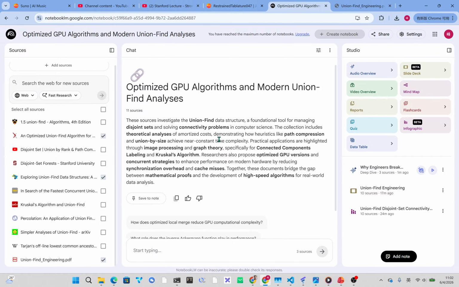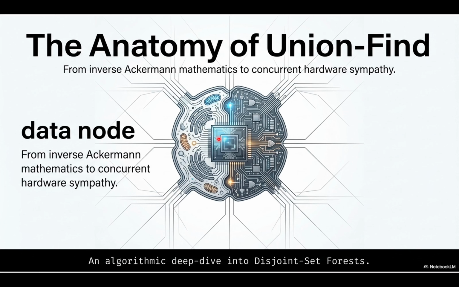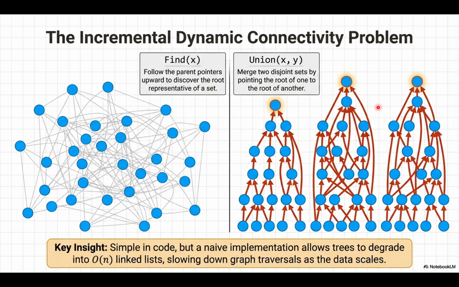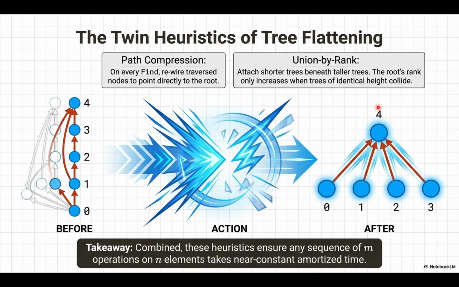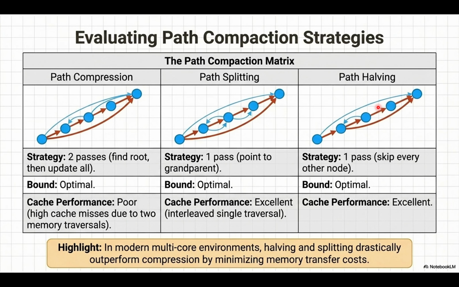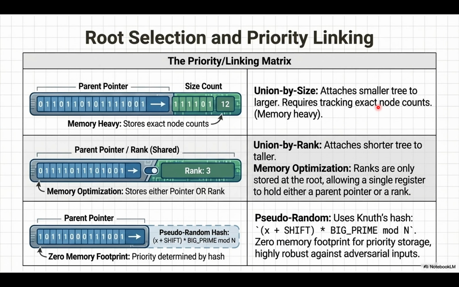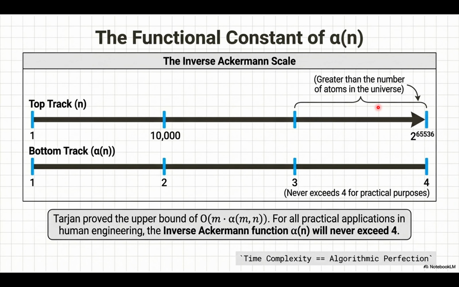Right. And the reason we are exploring this today, the mission for this deep dive, is because of this massive paradox at the heart of it. Yeah, the paradox being that Union Find reached a state of, well, theoretical mathematical perfection decades ago. I mean, the math is basically solved, yet it remains one of the most fiercely contested battlegrounds in modern hardware engineering. Exactly. And I want to focus on that phrase, mathematical perfection, because the time complexity of this algorithm is bounded by something called the inverse Ackermann function. Which is just a legendary piece of math.